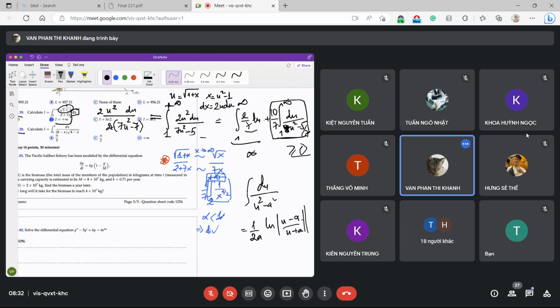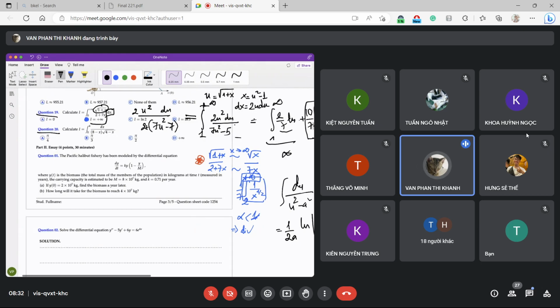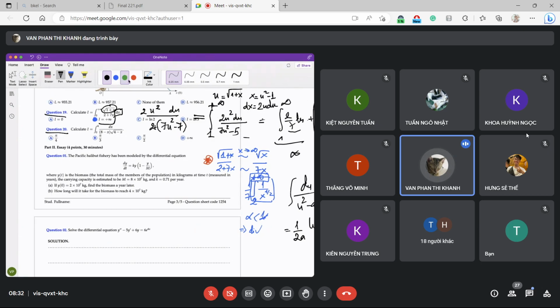Class, please say yes or no. Do you understand what I mean here? To evaluate these integrals, you use this change of variable u equals square root of 1 plus x. So x will be u squared minus 1, so dx will be 2u du. Agree?